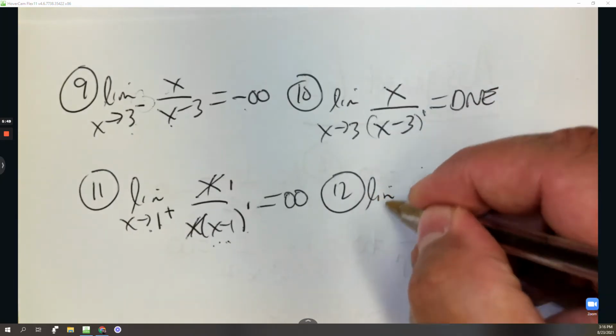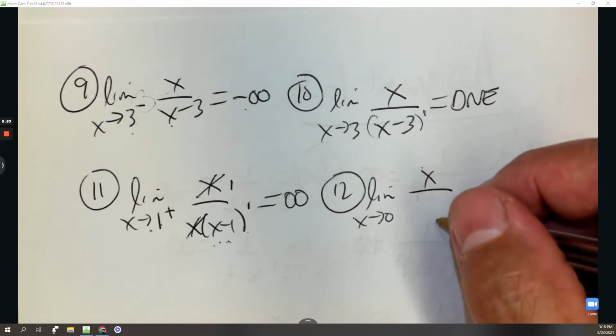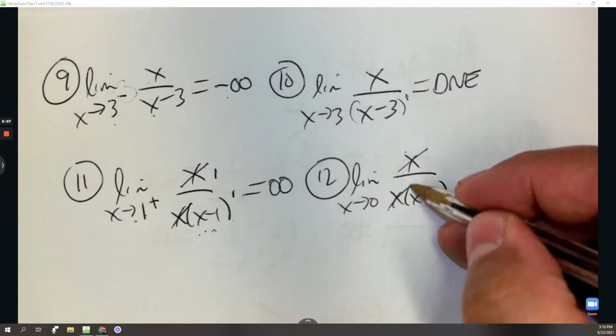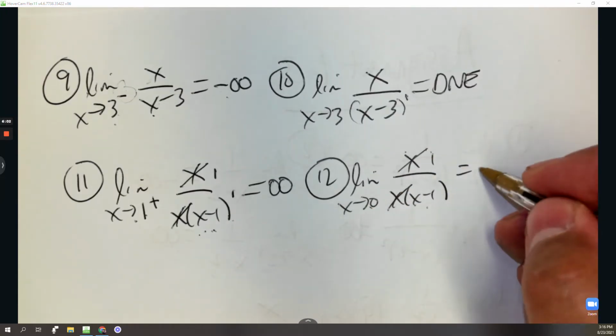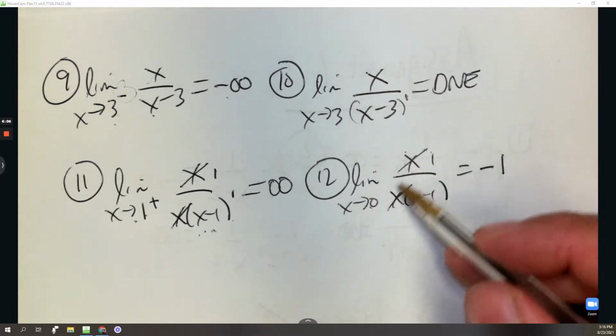The limit as x approaches 0. Again, I'm going to factor this. This is the same one, right? So I want you to notice that you can remove the discontinuity. You can now plug in 0, and you get 1 divided by negative 1, and you get an answer. So there's no asymptote after you remove it.